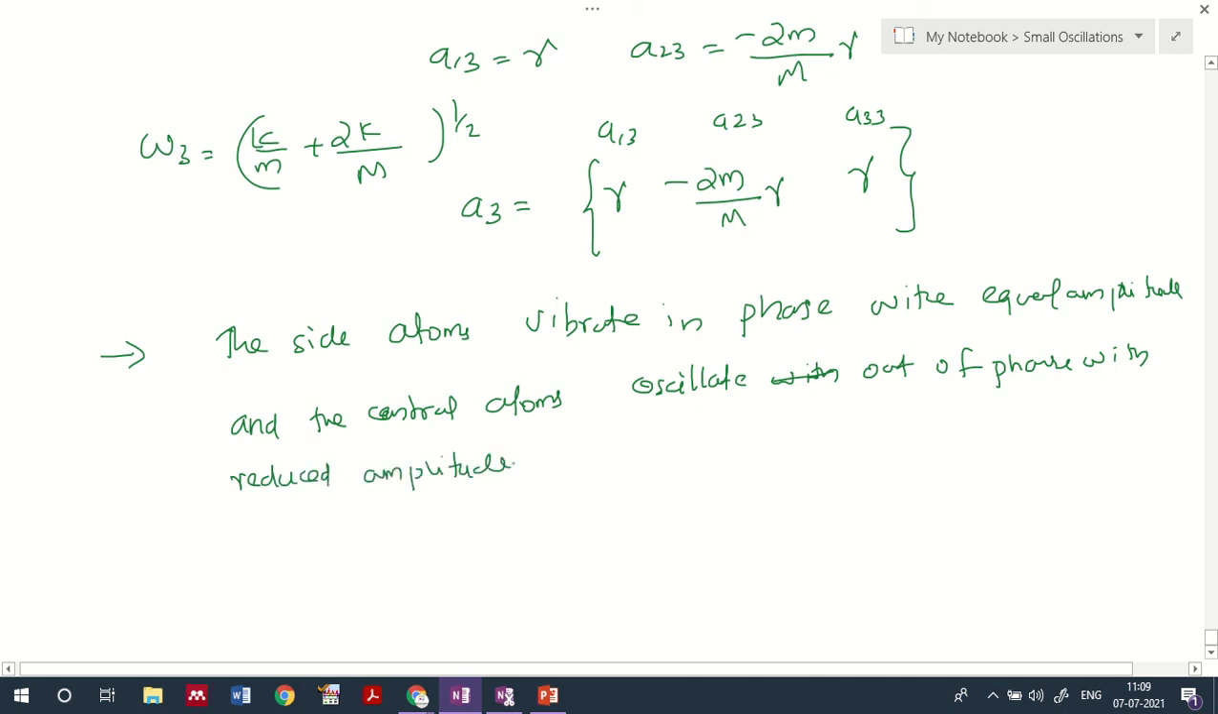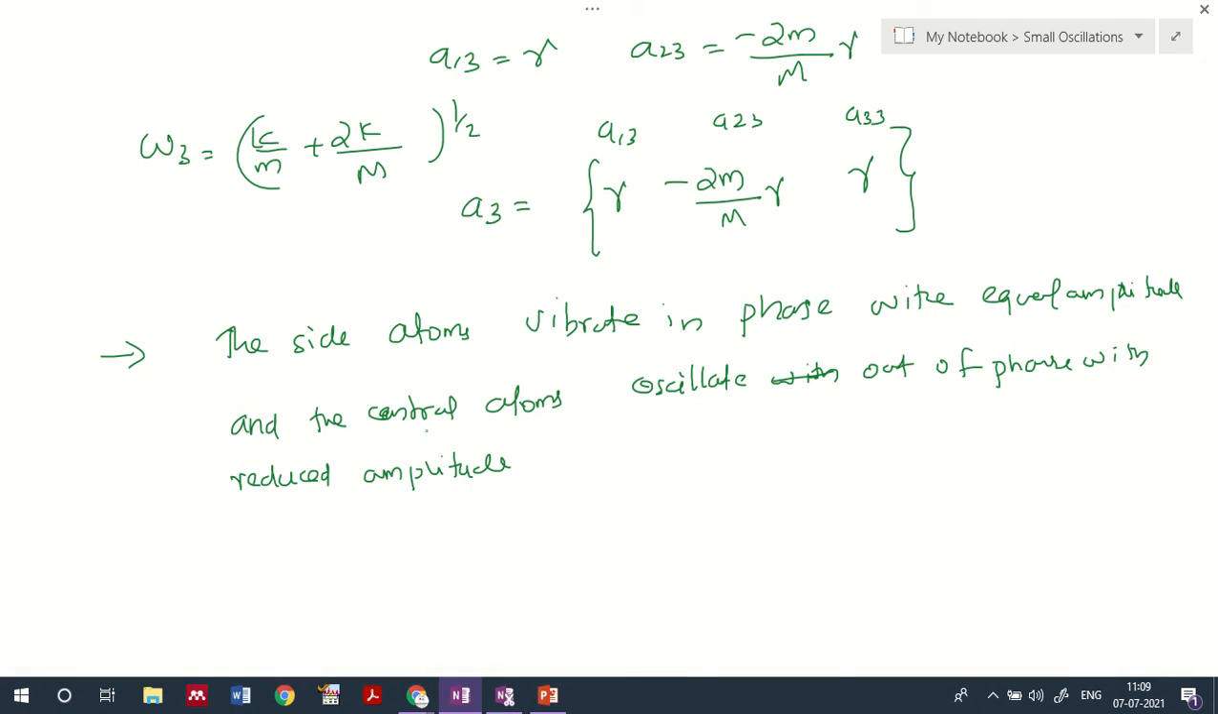So that is the inference. If a triatomic molecule is vibrating with the frequency omega 3 equal to (K by M plus 2K by M) all raised to 1 by 2, in that case the corresponding motion will be executing, the side atoms or the outer atoms, the oxygen atoms, will be vibrating in phase with equal amplitude, and the central atom oscillates out of phase with the reduced amplitude.